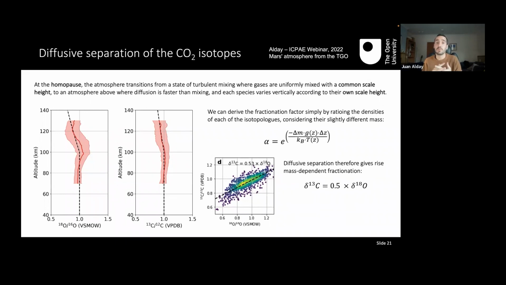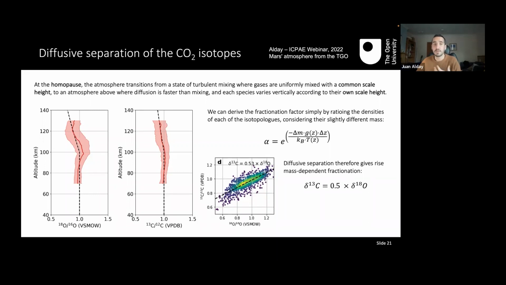So if we want to estimate the fractionation of this effect, we just need to ratio the densities of the heavy and light isotopes, which is given by this formula here. And in particular, we need to take into account their difference in mass. One good thing that we can do in order to check whether this is the effect causing this decrease is to look at the relative fractionation between the oxygen isotopes and the carbon isotopes. This is because when we look at the oxygen isotopes, that's oxygen 18 over oxygen 16, the difference in mass here is 2. While if we look at the carbon isotopes, carbon 13 over carbon 12, the difference in mass is just 1. So we expect the variations in the carbon to be approximately half of the variations of the oxygen.